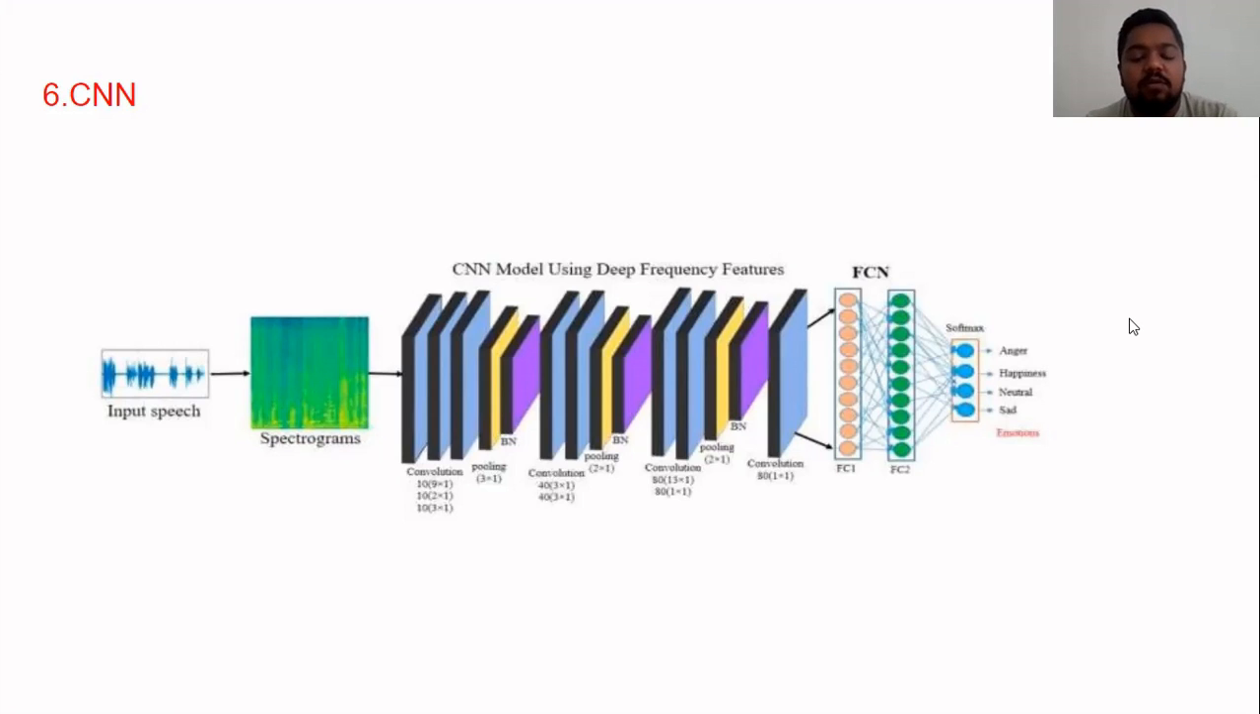After this, the first FC layer and the last FC layer have the same number of neurons as classes, and this FC layer output is input to a softmax function and we give the output as angry, happiness, neutral, and sad.